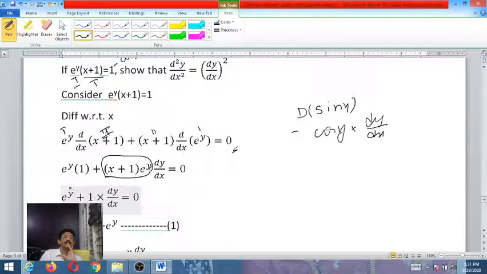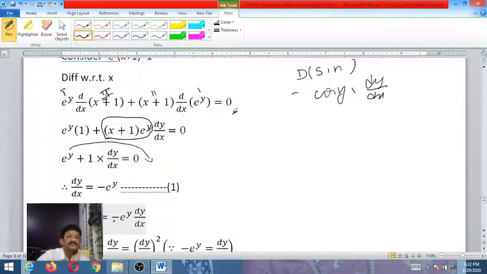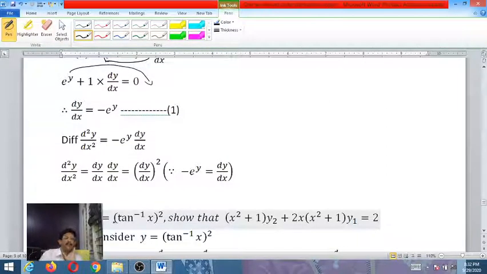So transfer this e power y to this side. It becomes minus. Rest is very simple. Again differentiate with respect to x. Minus is a constant. Dy by dx becomes d square y by dx square. Minus is a constant. The derivative of e power y is e power y into dy by dx, isn't it?